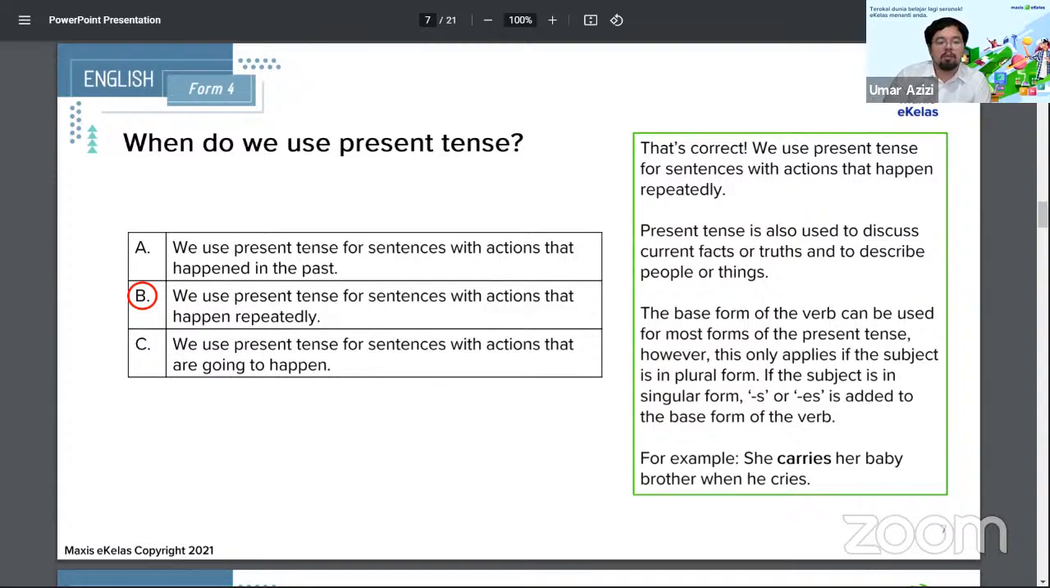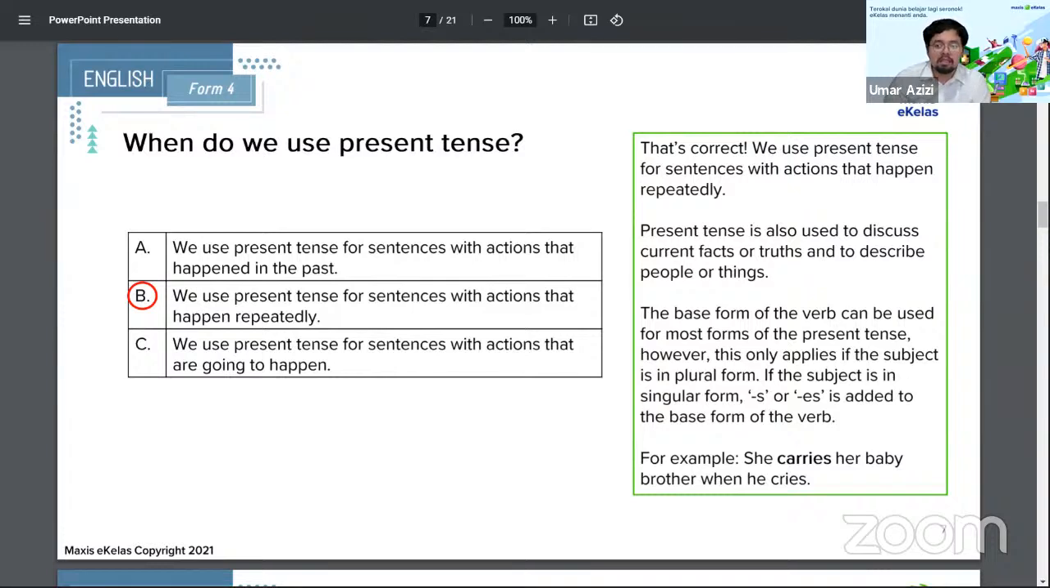The base form of the verb can be used for most forms of the present tense. However, this only applies if the subject is in plural form. If the subject is in singular form, S or ES is added to the base form of the verb. So this is where the single and plural part comes in. For example, she carries her baby brother when he cries.